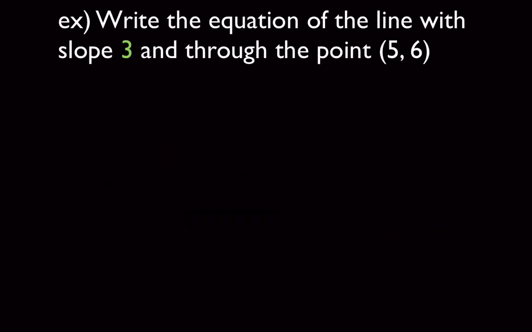So first problem is an example in your notes. It says write the equation of the line with slope 3 and through the point 5, 6. So we're going to go very step by step with what we're going to do here. First of all, we can go ahead and write the 3 in as our slope. So you should take a second to do that.